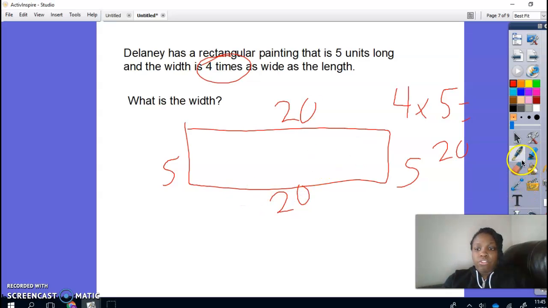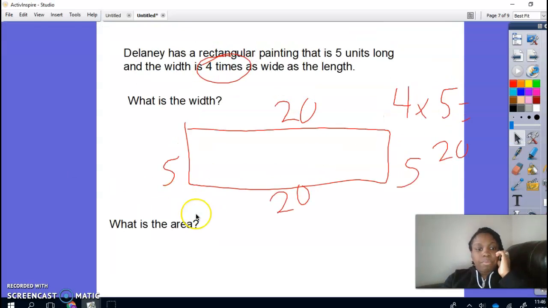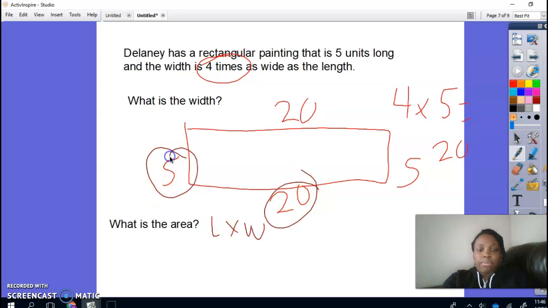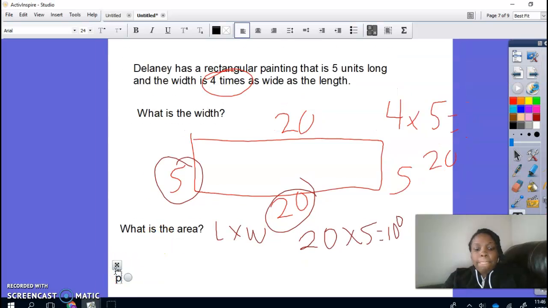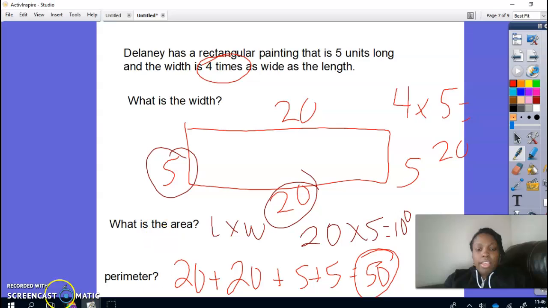So now what I want you guys to do is I want you to find the area. So can you guys find the area of this rectangle? Good. So we know area is length times width, so you should have multiplied just 20 times 5. And 20 times 5 is 100. Now, what I want you guys to do is find the perimeter. Perimeter is adding up all the sides. So if I add up all these sides, what will my perimeter be? Good. So if I add up all them sides, 20 plus 20 is 40, plus 5 is 50. So my perimeter would be 50.